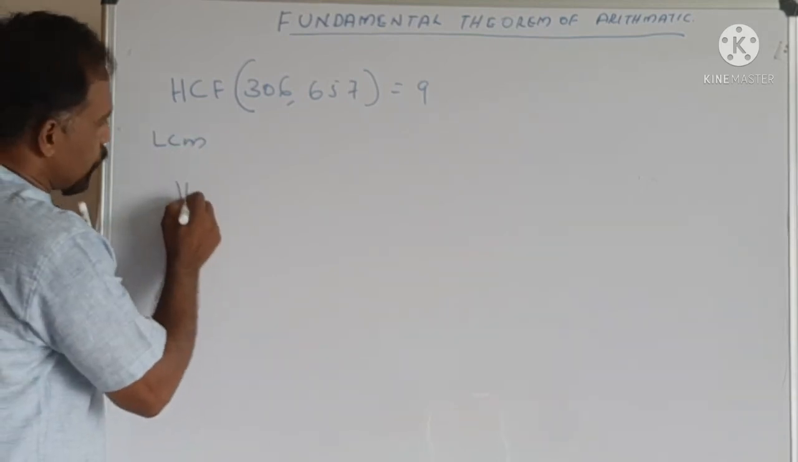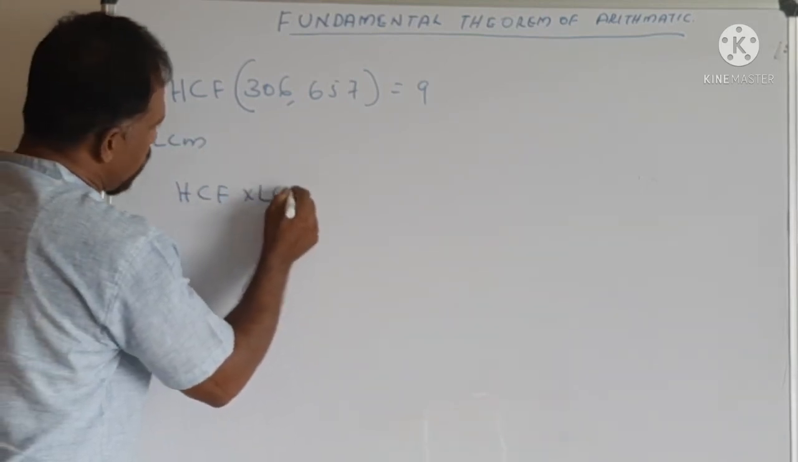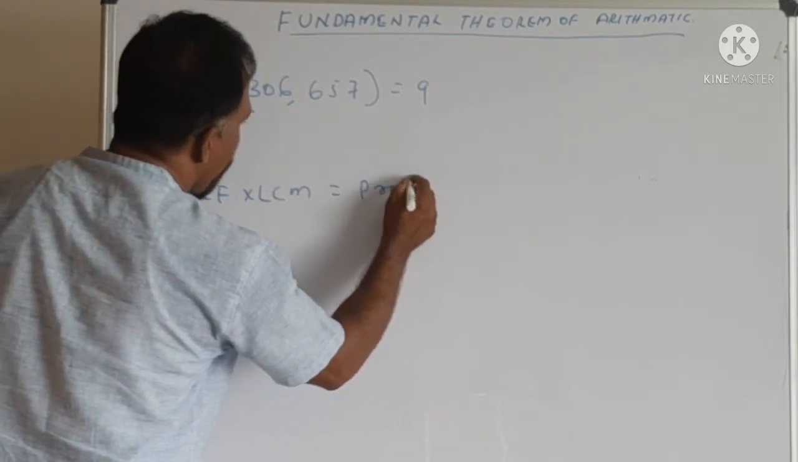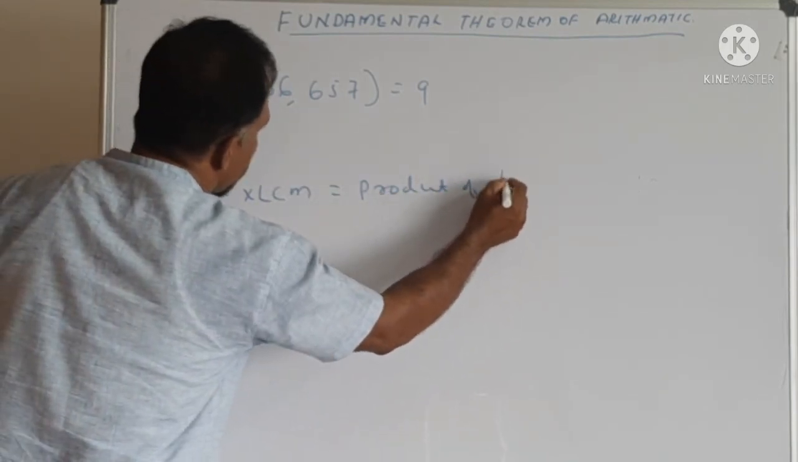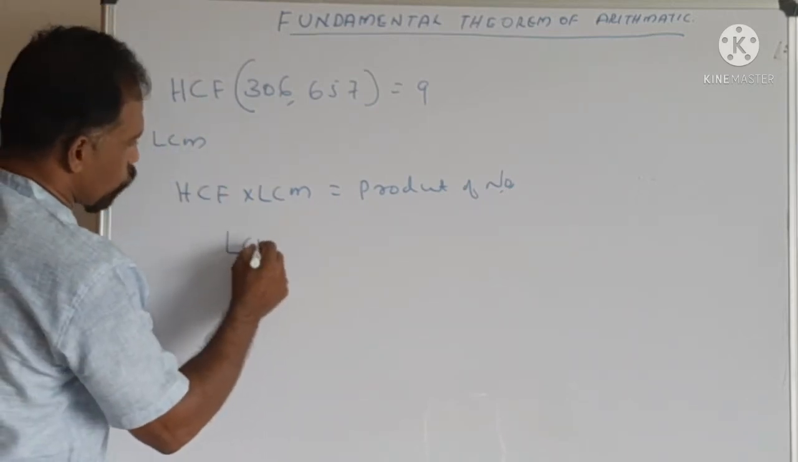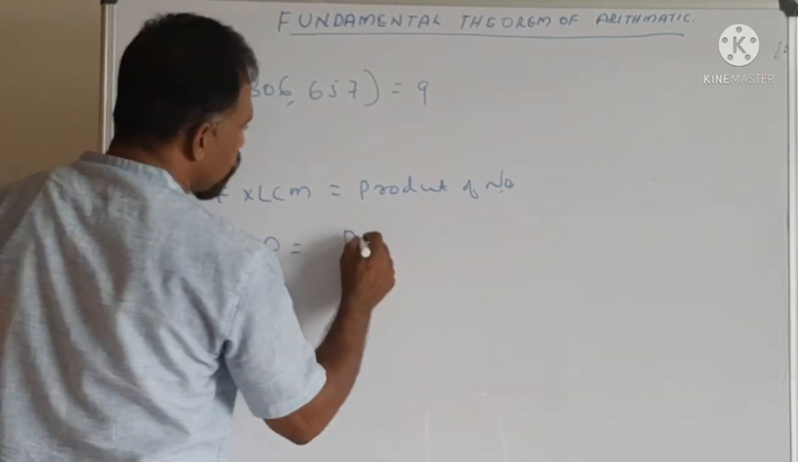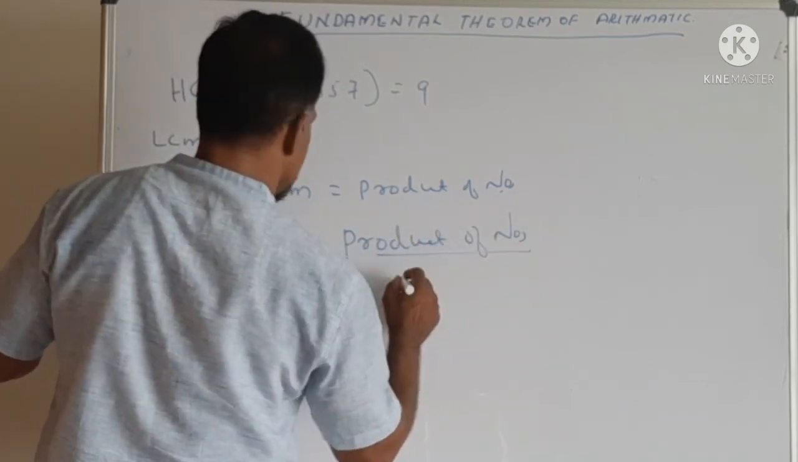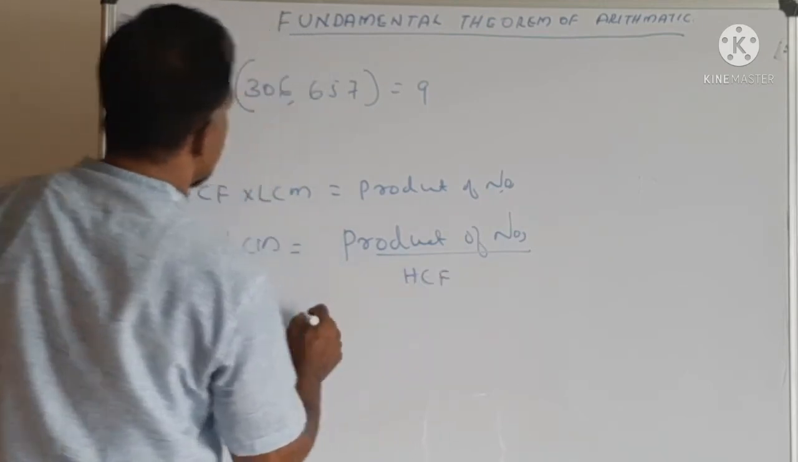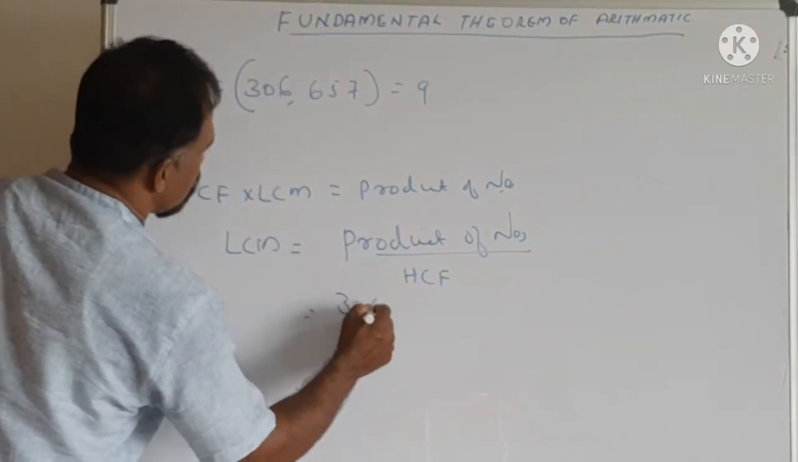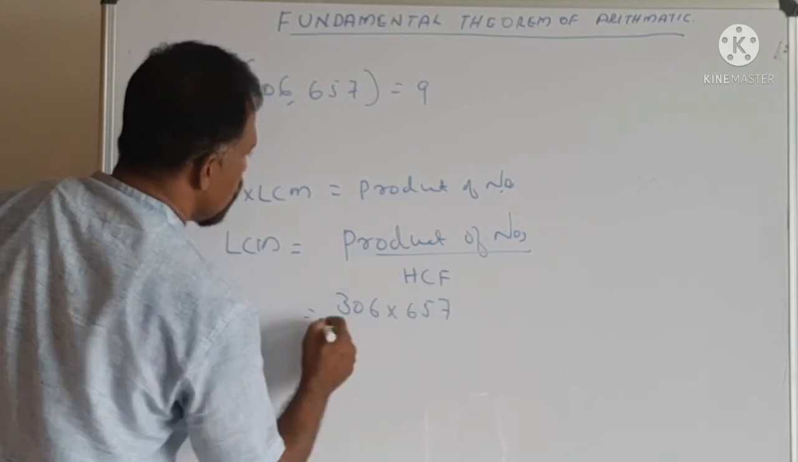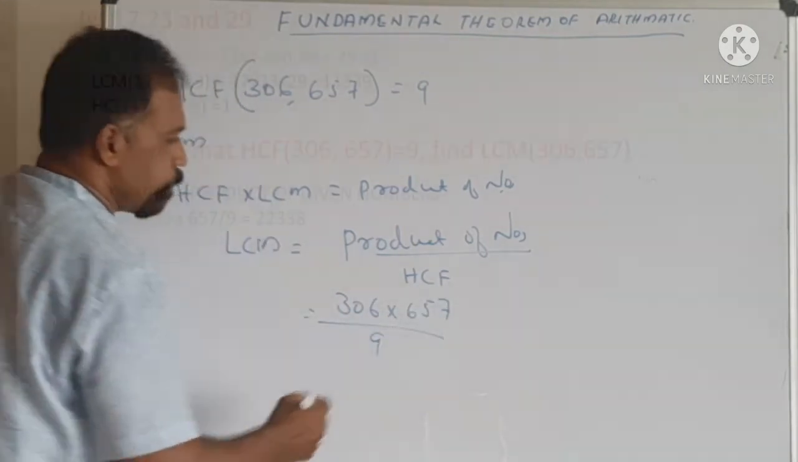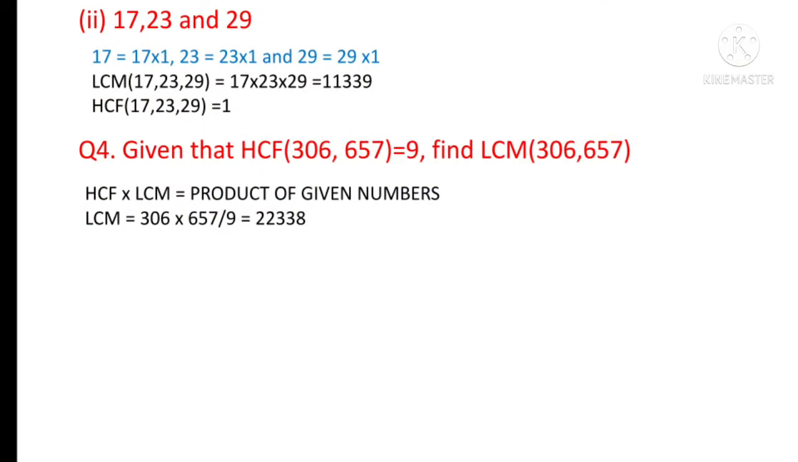Now, we know that SCF into LCM is the product of numbers. Now, we have to find out the LCM. So, LCM is equal to product of numbers divided by the SCF. So, which are the numbers? 306 into 657 divided by the SCF by 9. So, the answer will be 22,338.